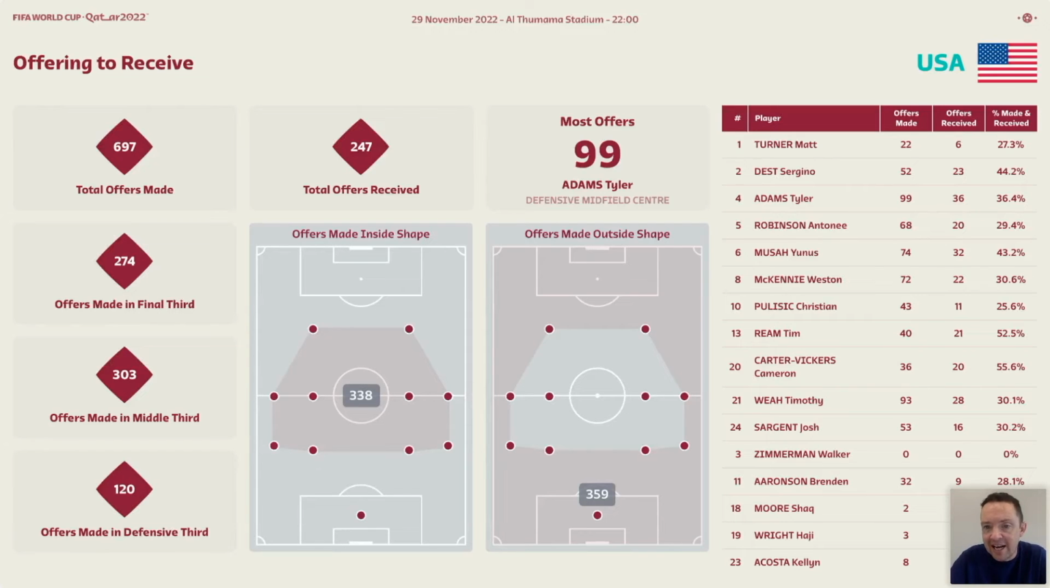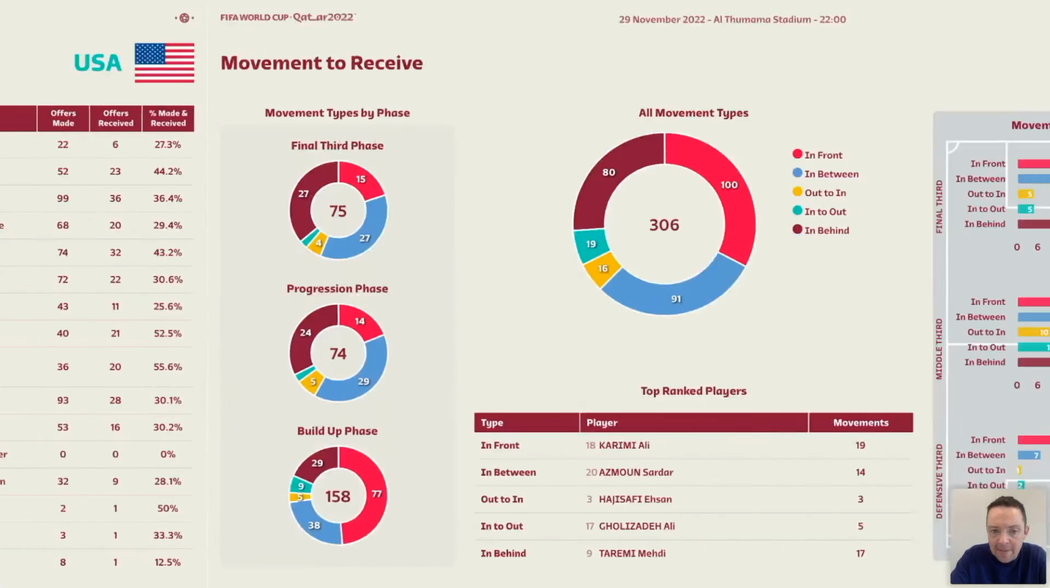So if you go in the second column, offers made, offers received, which player jumps out? Timothy Weah jumps out. Tyler Adams jumps out. They're at 93 and 99 respectively. So it tells you that Timothy Weah has taken up some good positions that's being tracked in order to get the ball in and around pressure, which is helpful as a coach whenever you're getting an understanding and appreciation of how your team performed in that match.